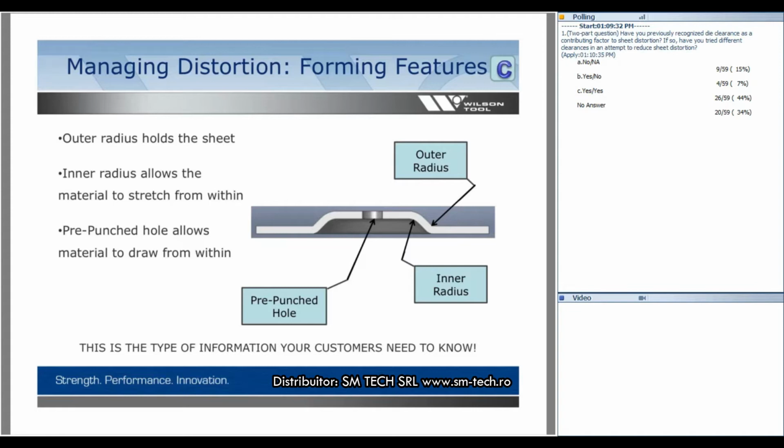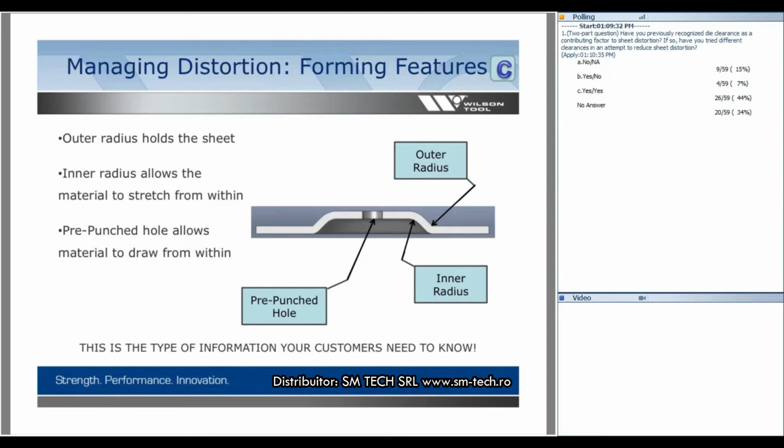The inner radius, if we can maximize that, make it bigger, it's going to ensure that the distortion is happening at the top of that emboss, around the edges, and not pulling in from the sheet. And then a pre-punched hole can also help draw it in from the top of the sheet. In this case, it's probably only about a third, maybe 25% of that emboss.